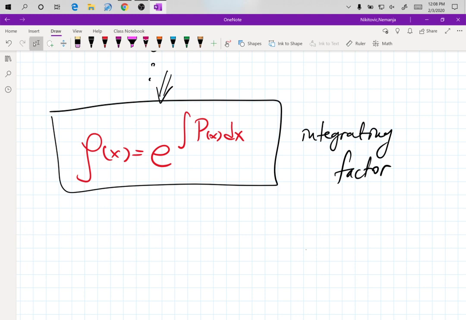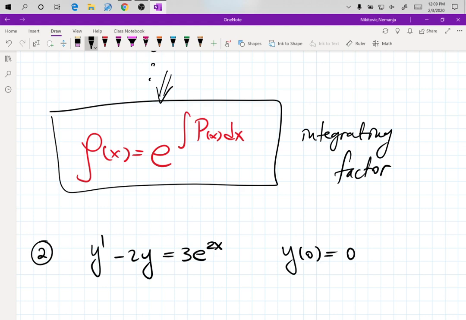I don't want to go immediately with some. Well, let's do a vanilla example, and then we'll do one spicier. So let's go with number 2. Y prime minus 2y is equal to 3e to the 2x with the initial condition of y(0) is 0.